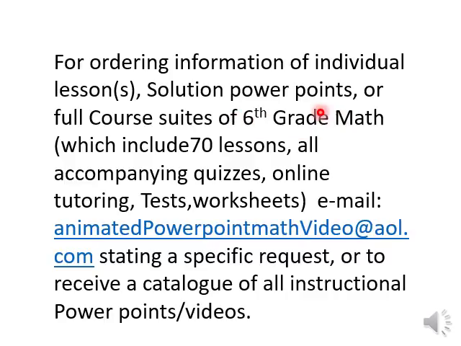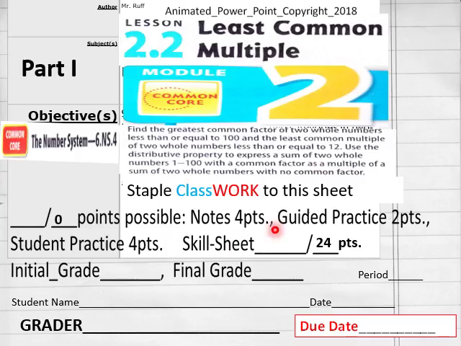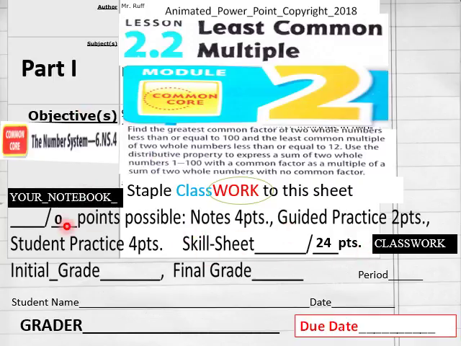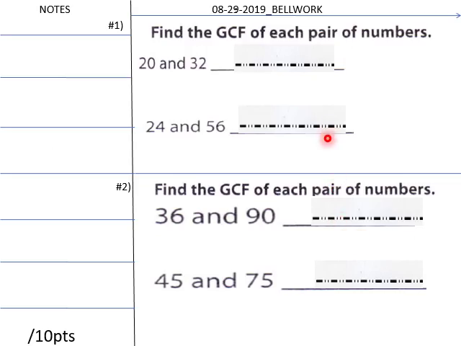Hello everybody, getting ready to start lesson 2.2, part 1 of 6th grade math today. We have a 24-point skill sheet in this lesson, part 1, and we have no points today for note taking. So here, teacher, is today's bell work.